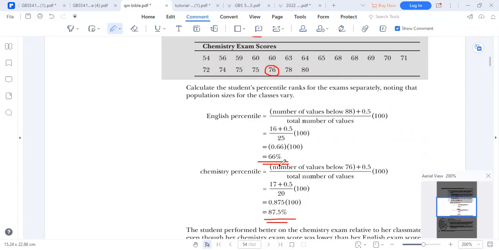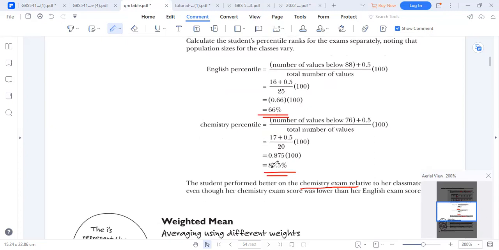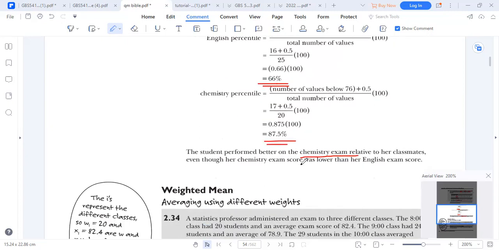So which one has a better performance? Is it chemistry or English? You can tell here that the student performed better in the chemistry exam relative to her classmates than in English, because here she had 87.5 as a percentile. Interesting, isn't it?